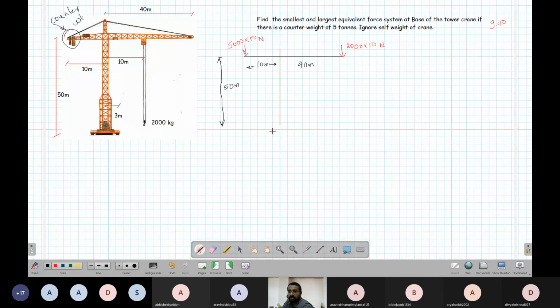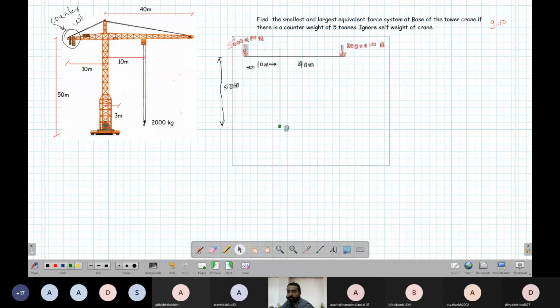So what is the point here? What they are trying to ask is, if you transfer this force to the ground, how much equivalent force will you get at this point?